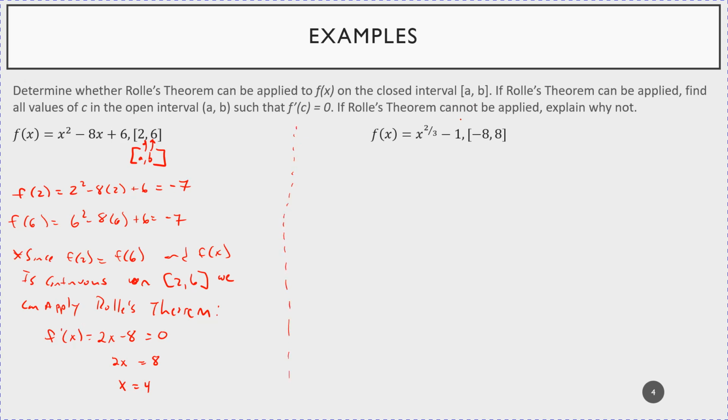So now for the second one, the first thing you're going to do is check the endpoints. We have f of x is equal to x to the 2/3 power minus 1 from negative 8 to 8.